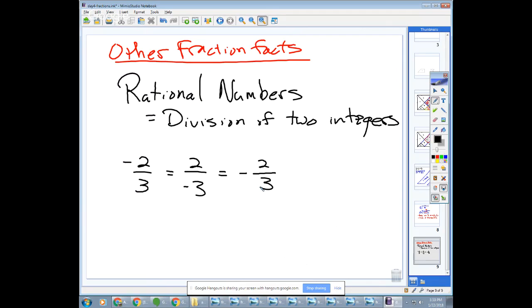Every whole number is a rational number because 3 is the same as 3 over 1, so it can be written as the division of two integers. 0 is a whole number because you can write it as 0 over 1.